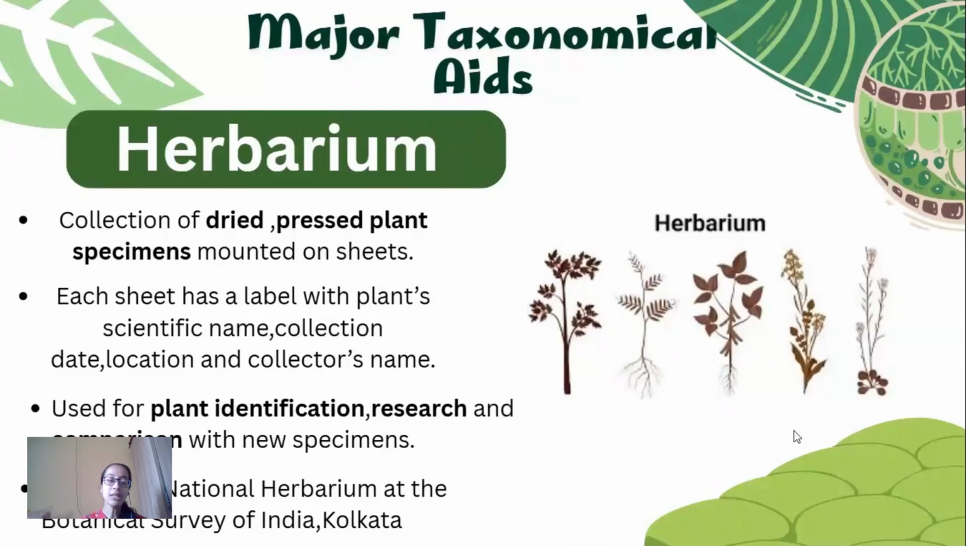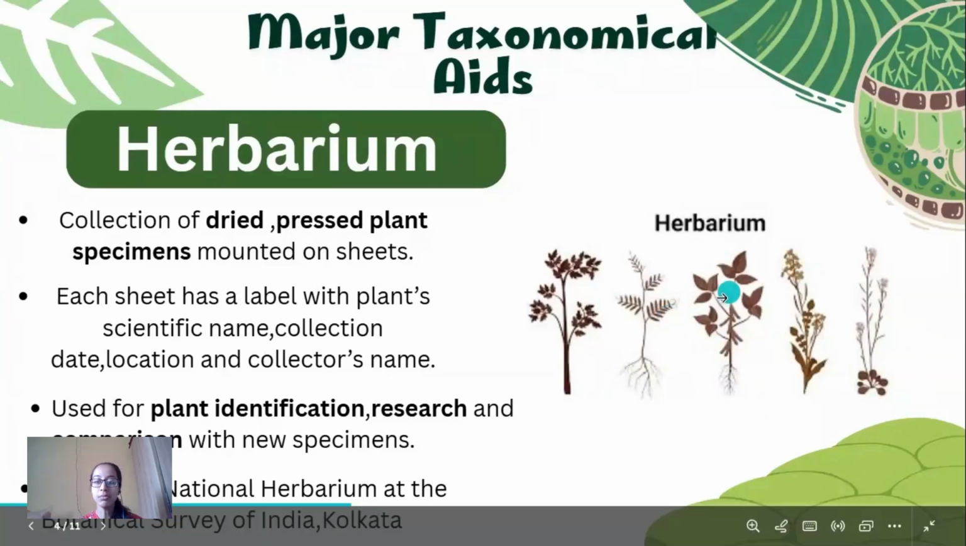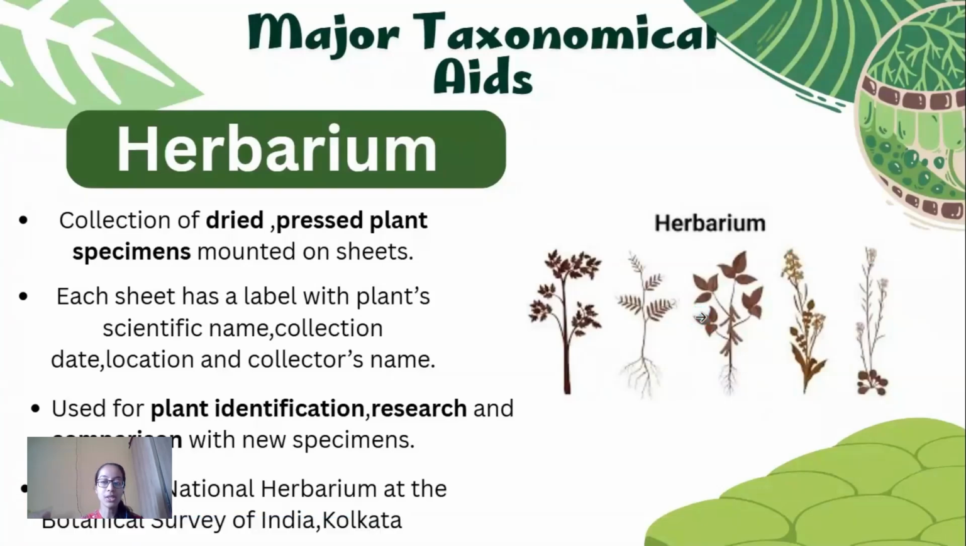Herbarium. It is a collection of dried, pressed plant specimens mounted on sheets. Each sheet has a label with the plant's scientific name, collection date, location, and collector's name. It is used for plant identification, research, and comparison with new specimens. Example: National Herbarium, Botanical Survey of India, Kolkata. This is the picture of a herbarium, showing herbarium specimens and how herbariums are stored.